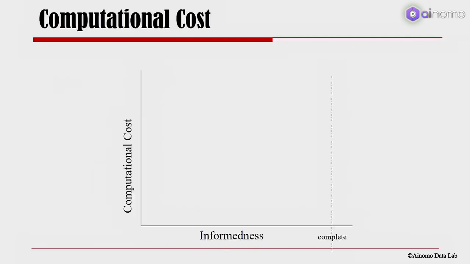So here is a comparison of the rule application cost and the control strategy cost. This side we have the computational cost, and here we have the informedness. This is where we suppose that we have complete information about the problem. So as we have discussed, here is the rule application cost.